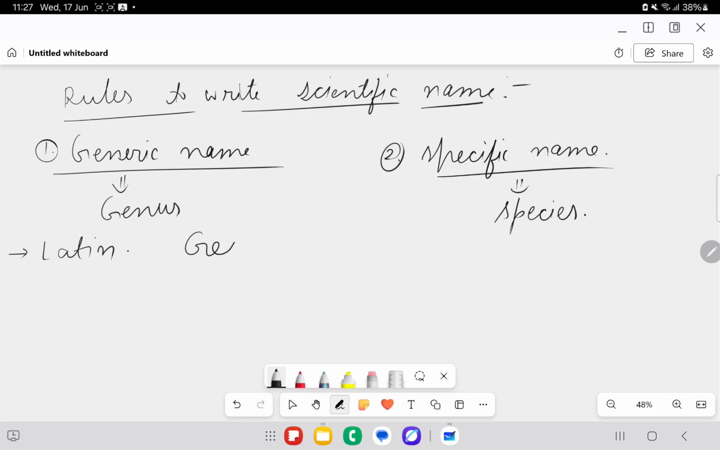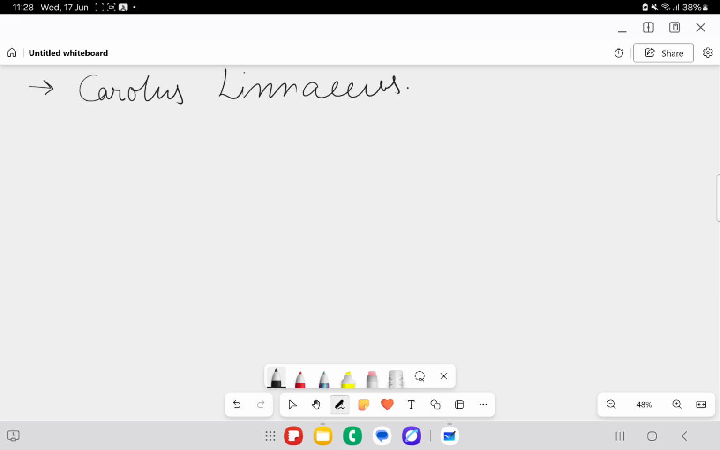Most scientific names are taken from the Latin language. Some of them are taken from the Greek language. And there are some rules to write the scientific name, given by Carolus Linnaeus. The first rule is that the word is taken from the Latin language, so when it is typed, it should always be in an italic font.